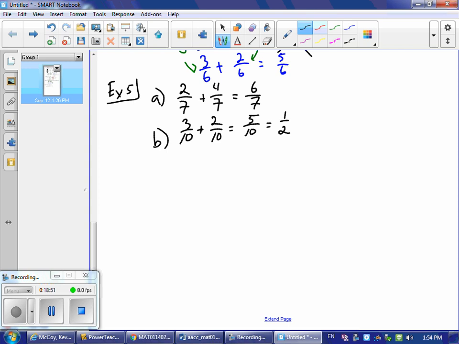Likewise with subtraction. If I have 9 out of 7 pieces, which is interesting because that's actually more than the whole, and I take away 2 out of the 7 pieces, I end up with 7 out of the 7 pieces, or in this case, 7 out of 7 would just be 1 whole.